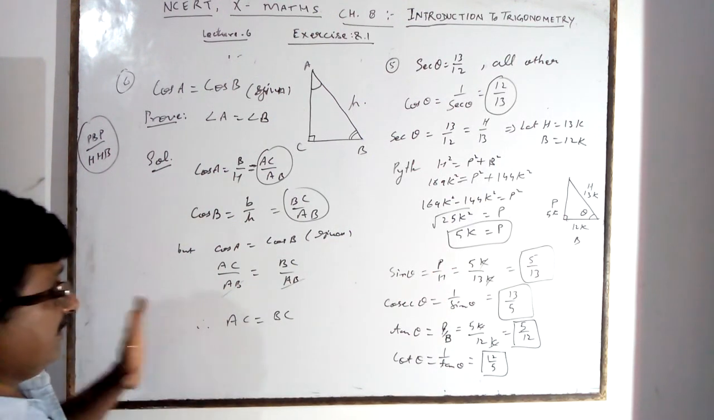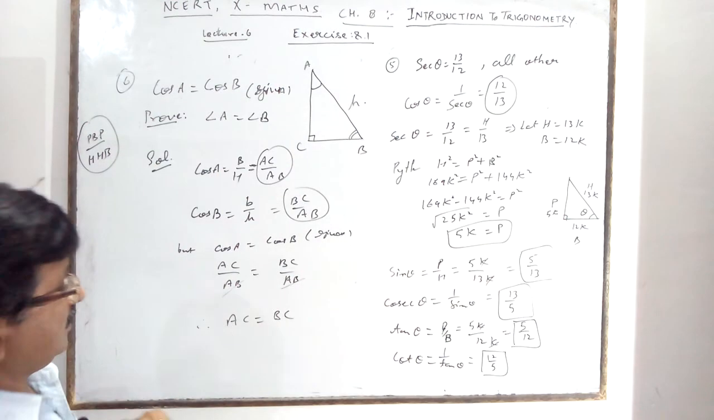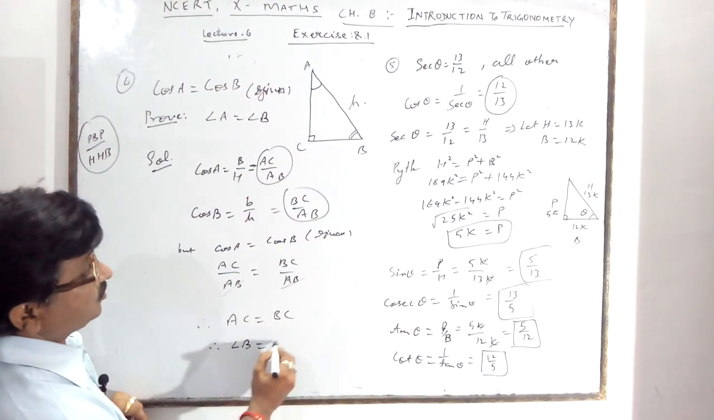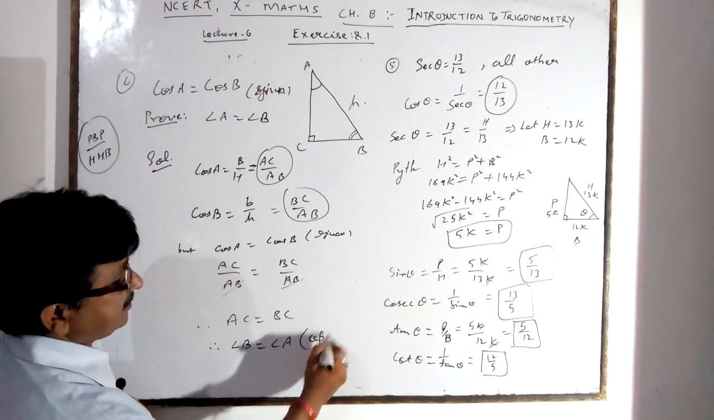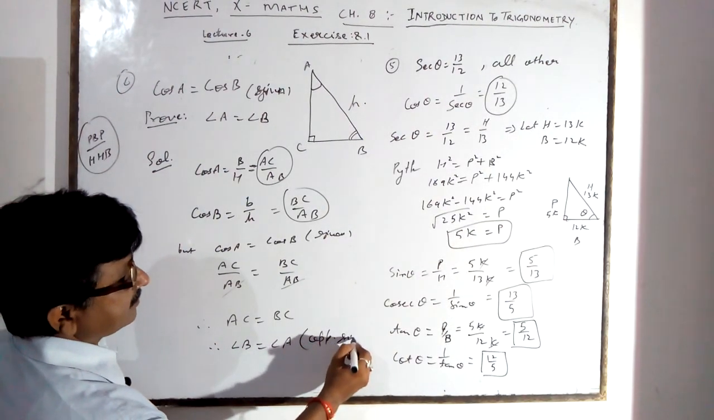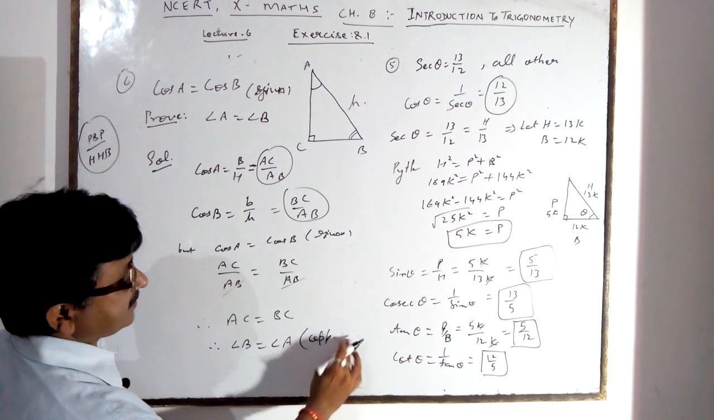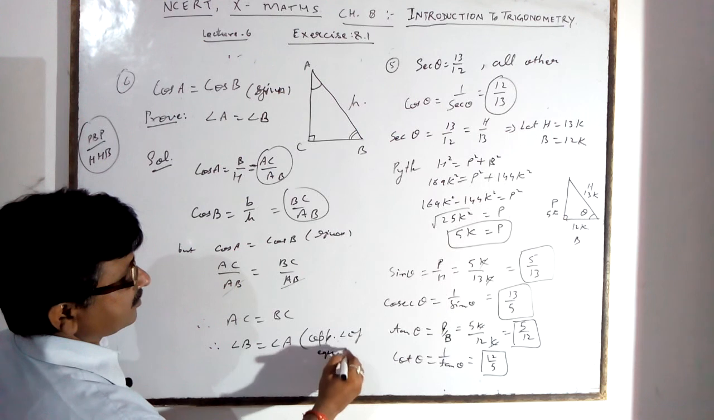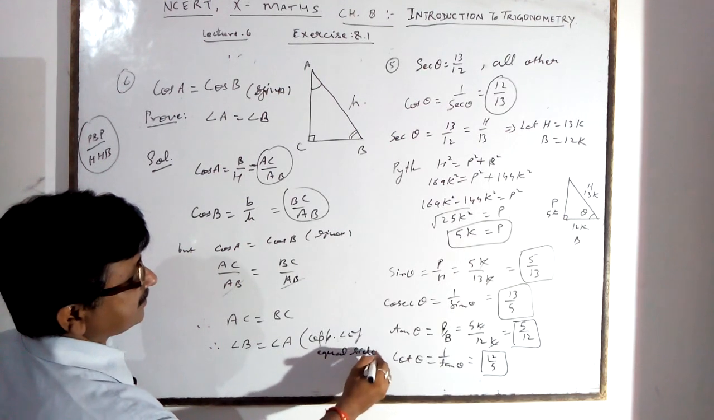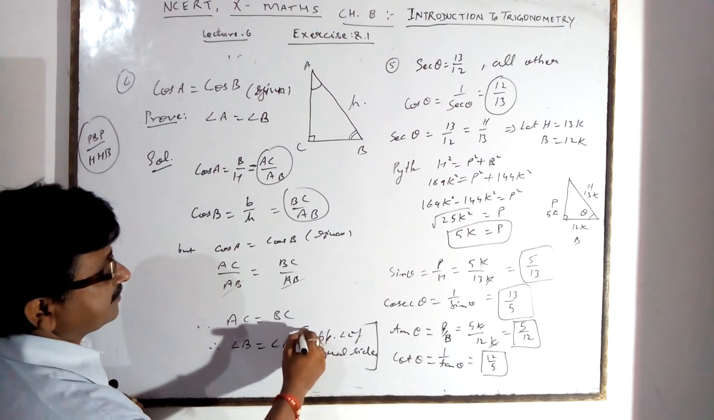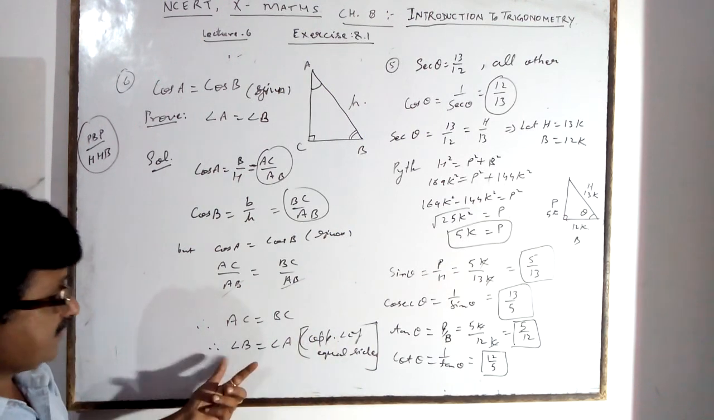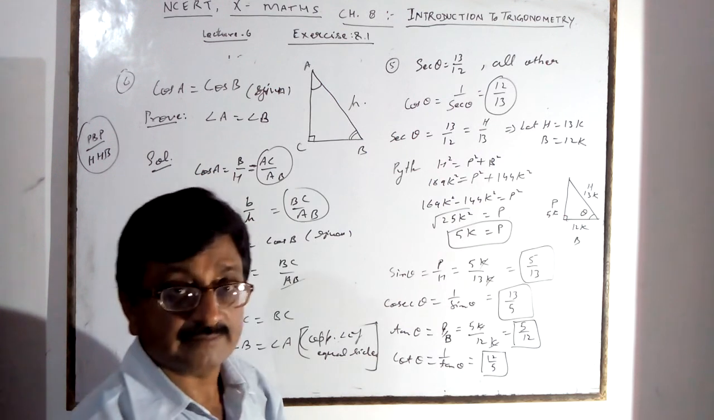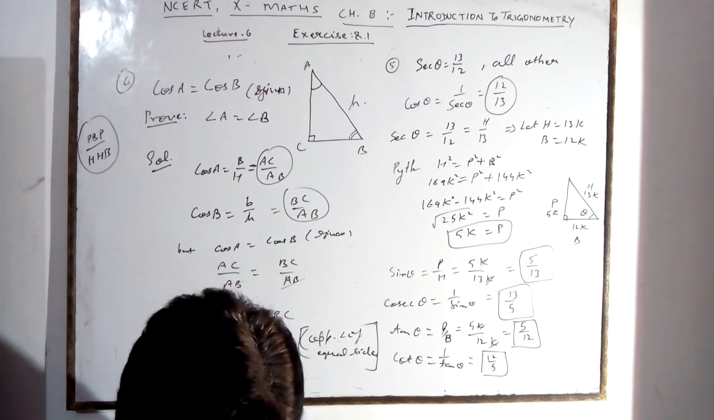In any triangle, if two sides are equal, so angle B is equal to angle A. Opposite angles of equal sides are also equal. It is the theorem you know in class 9. Opposite angles of equal sides are equal. So angle B is also equal to angle A. Simply you can get question number 6.